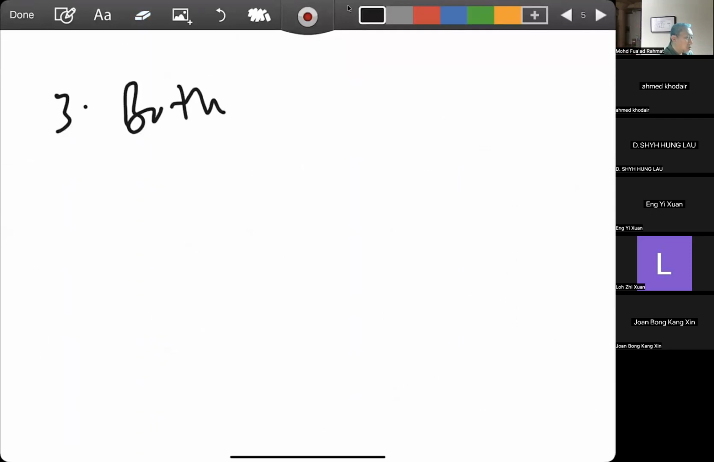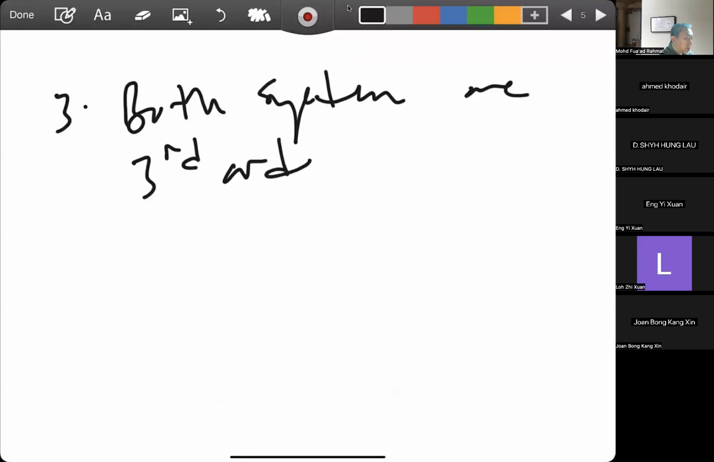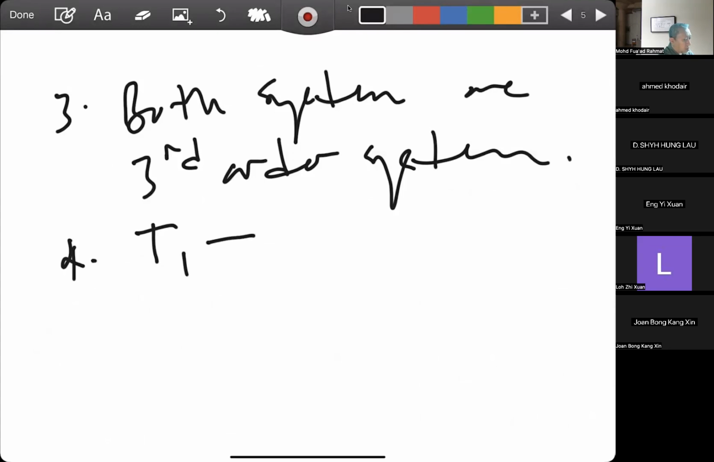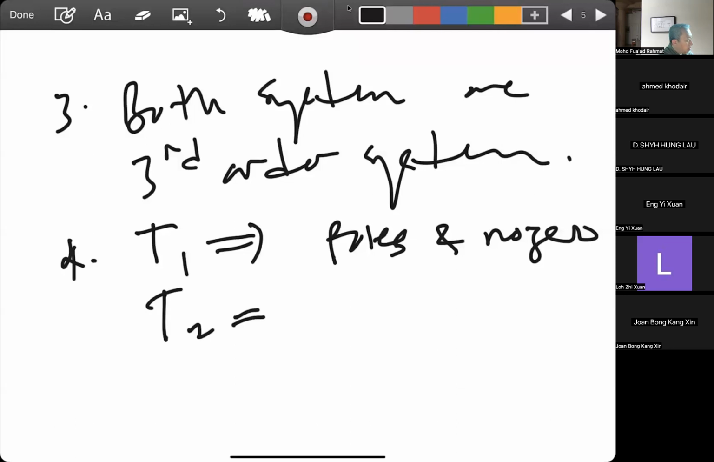What else? Both systems are third order systems, higher order, third order system. And the difference is T1 consists of poles and no zeros, no zero, while T2 consists of poles and zeros. So that is the difference. Okay.